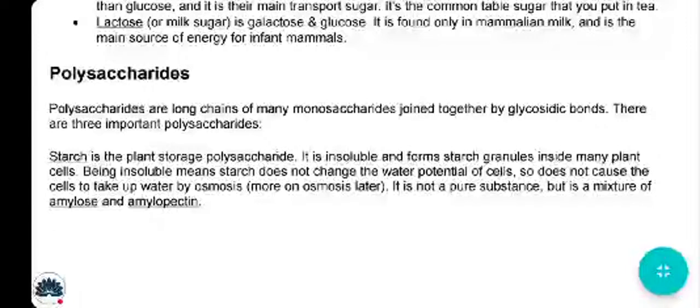Starch is the plant storage polysaccharide. It is insoluble and forms starch granules inside many plant cells. Being insoluble means starch does not change the water potential of cells, so it does not cause the cells to take up water by osmosis. More on osmosis later. It is not a pure substance, but a mixture of amylose and amylopectin. We'll be discussing the starch structure later, and we are required to understand the structures of amylose and amylopectin also.